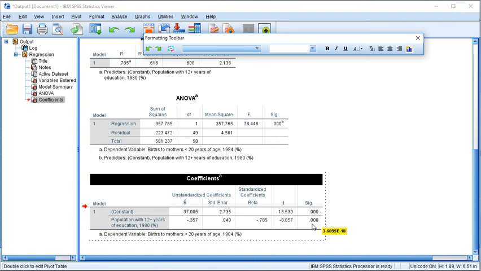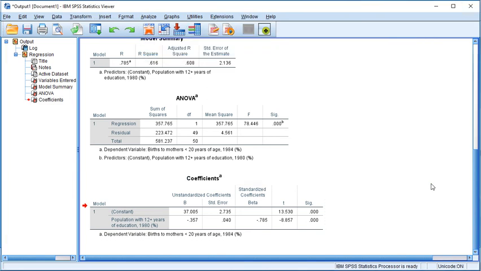3.6055 e to the minus 18. So it's highly unlikely that this sample was drawn from a population where the regression coefficient is actually a value of 0 for this variable. So in that case, what I would do is report this probability value as being less than 0.001. Don't report it as 0, report it as less than 0.001. So it's significant at even the 99.9% confidence level.